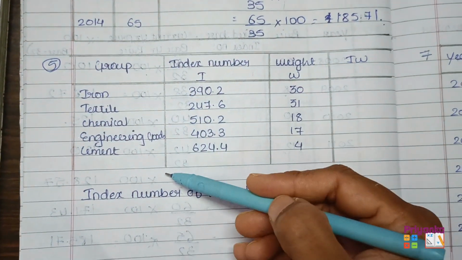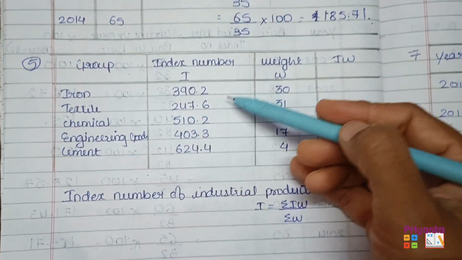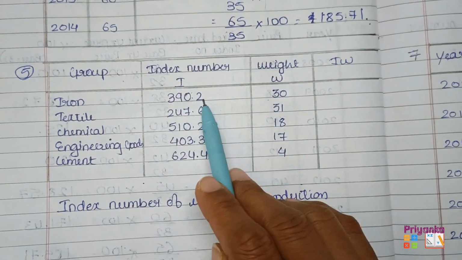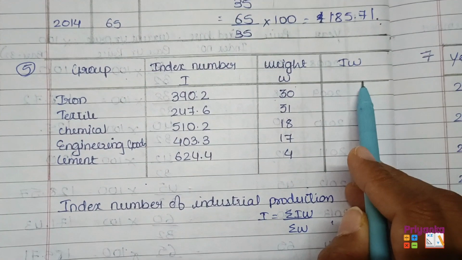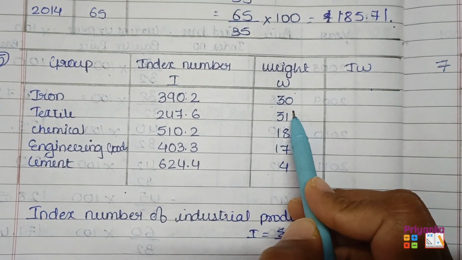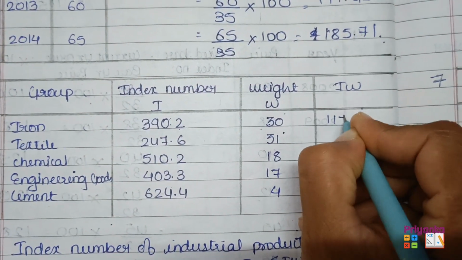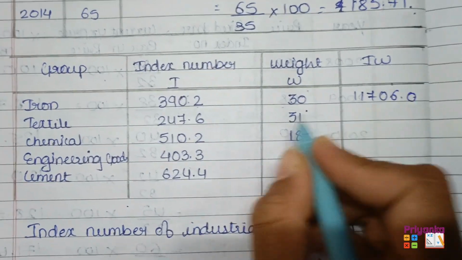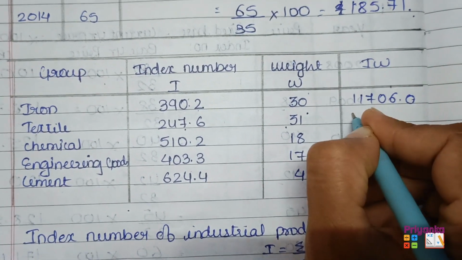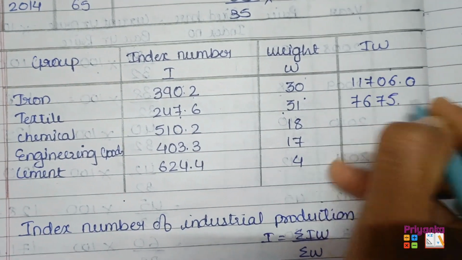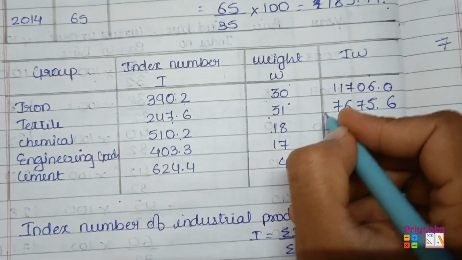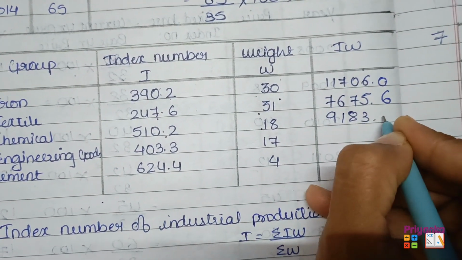Here you can see I just wrote the information given in the question, that is group, index number and weight. For finding the weighted index number, obviously first we have to multiply index number with weight, so we get IW. So here we'll multiply 390.2 multiply by 30. Here we get 11706.0. Next 247.6 multiply by 31. Here we get 7675.6. 510.2 multiply by 18, 9183.6.